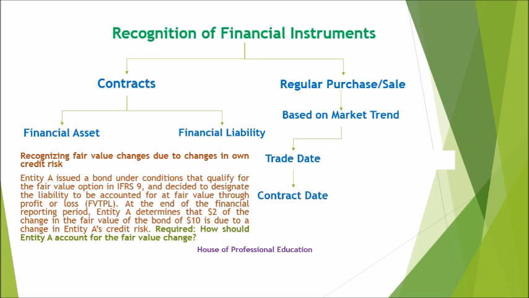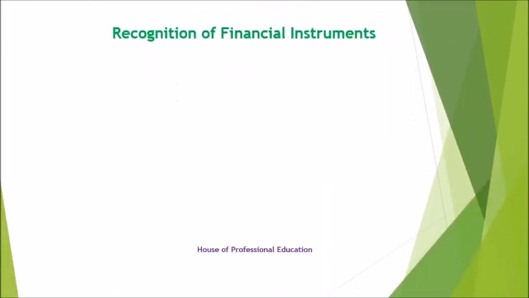The trade date or TD is the date that an entity commits itself to purchase or sell an asset. The other way is the settlement date. Settlement date accounting means actual delivery date. The settlement date is the date that an asset is delivered to or by an entity. Now we will discuss in detail regular purchase or sale.